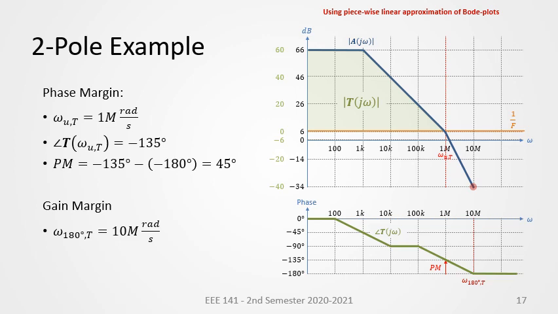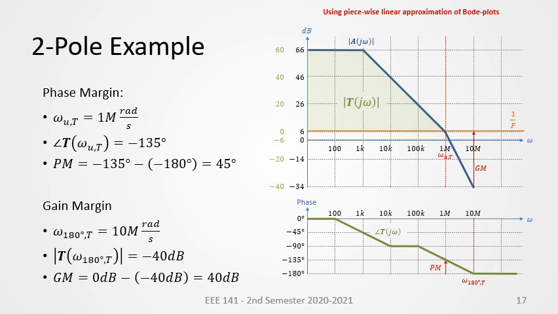To help us in measuring, an alternate y-axis values are shown. With this, the loop gain at 10 megaradians per second is negative 40 dB instead of negative 34 dB. Thus, the gain margin is 0 dB minus negative 40 dB, or simply 40 dB, as noted also in the gain plot.